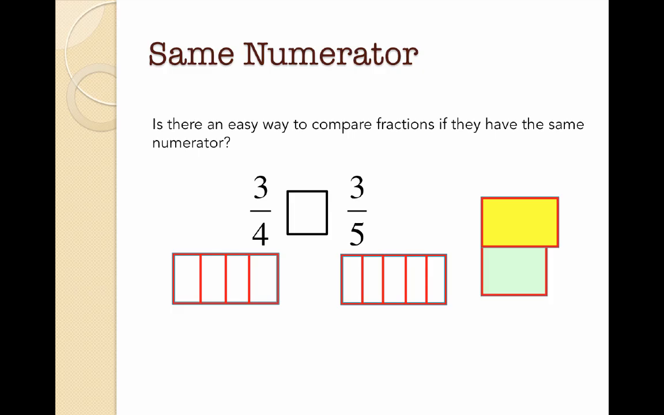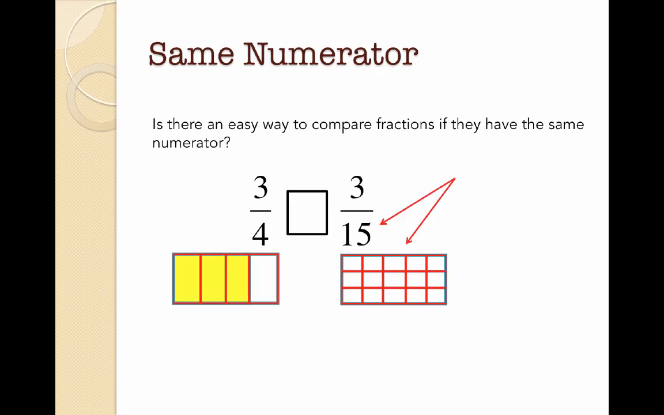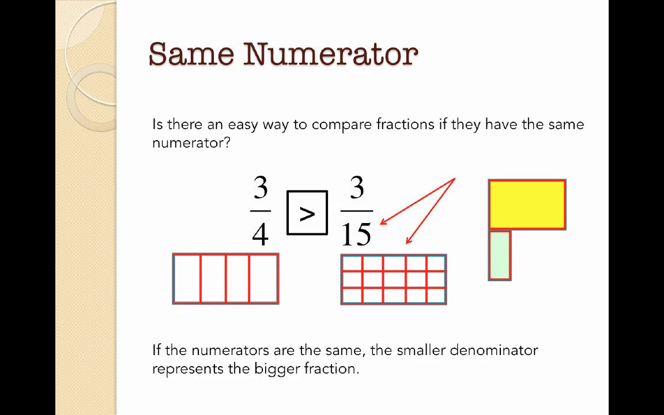Let's make that even bigger than fifths. Let's make it 15ths. Let's say we have 3/4 and we're comparing it to 3/15. It's really easy to see now that the 3/4 is a lot bigger than the 3/15, meaning that the bigger the denominator, the smaller the pieces that they're made up of. So that's a quick and easy way of comparing two fractions that have the same numerator.